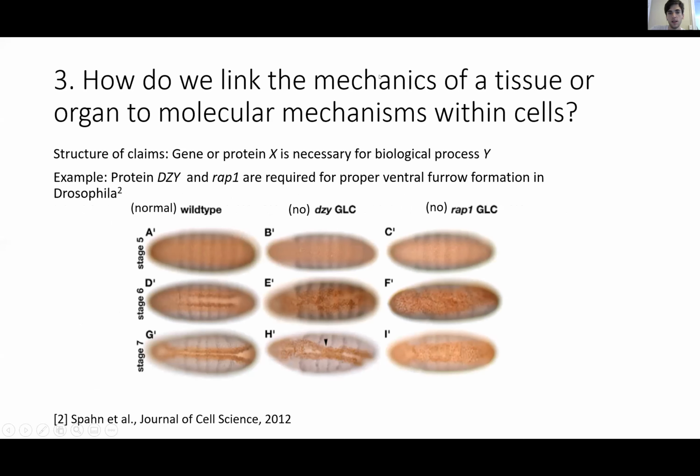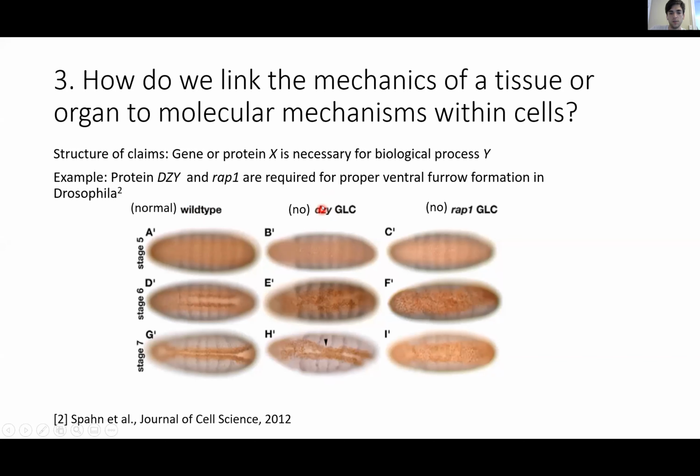And so the claim here is that the gene Dizzy or the proteins Dizzy and RAP1 are necessary for ventral furrow formation. And so this is going back to the Drosophila gastrulation process that I talked about earlier. So I'm just gonna spotlight this. And so you usually see these experiments with first a wild type, and so this is what we would expect in nature, and this is sort of the healthy example. And then you'll see other columns where certain proteins are either greatly reduced or completely eliminated, right?